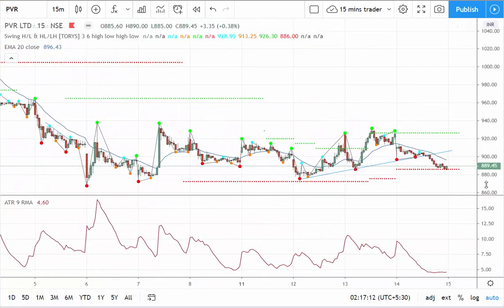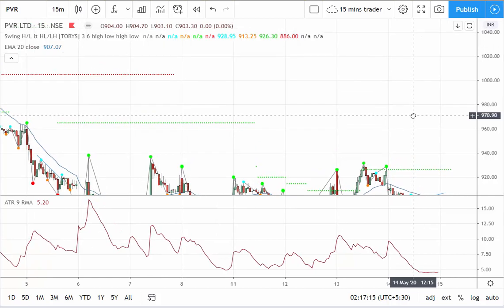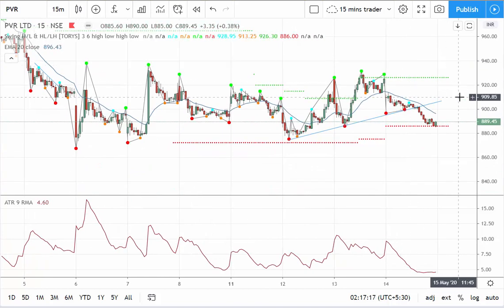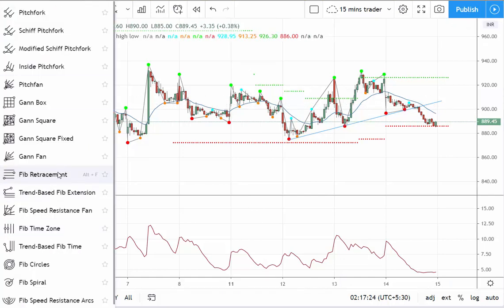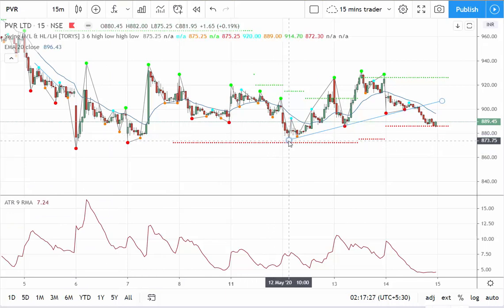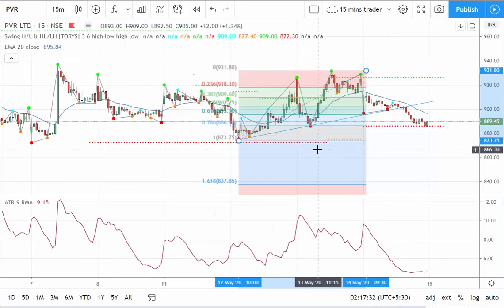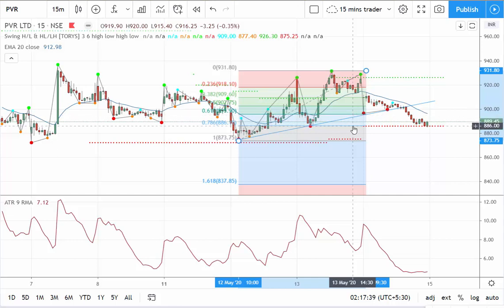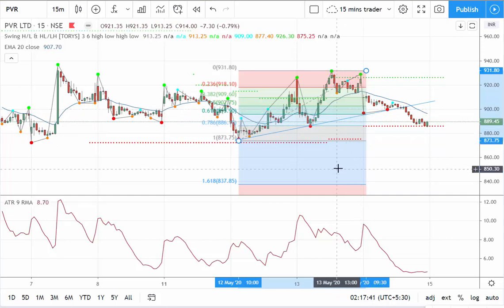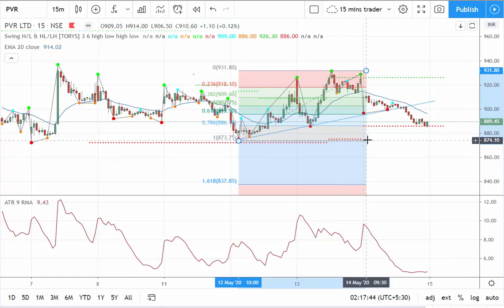So using Fibonacci retracement, we'll just check if these supports are okay. Just click Fibonacci retracement from this low to this high. You can perfectly see support happening at 894, 886. So the next targets will be 893 and 837.